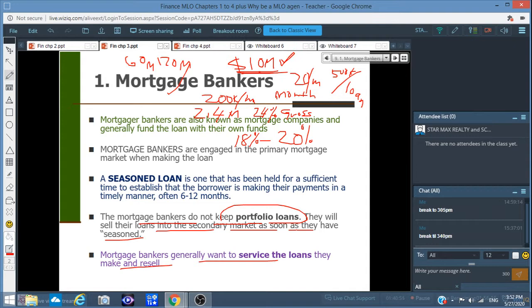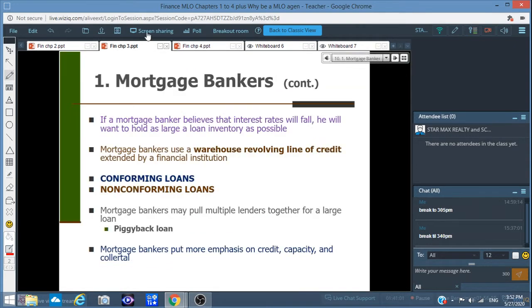You don't even have seasoned loans in here. Alright, mortgage bankers continue. If they think the interest is going to go down, they will want to hold as large a loan inventory as possible.